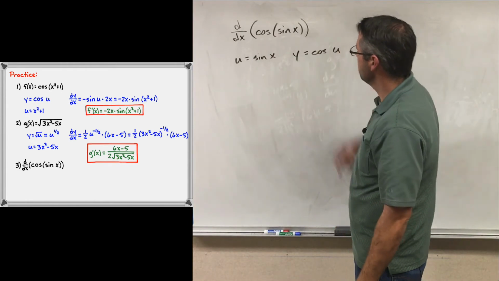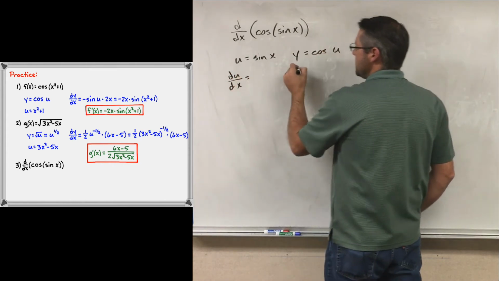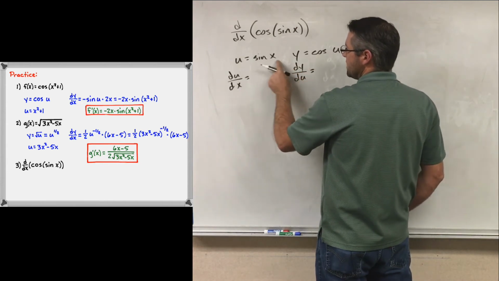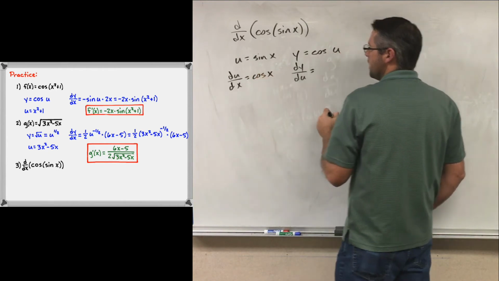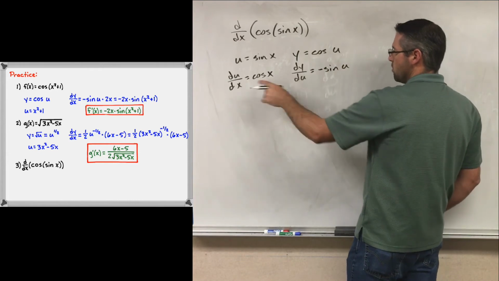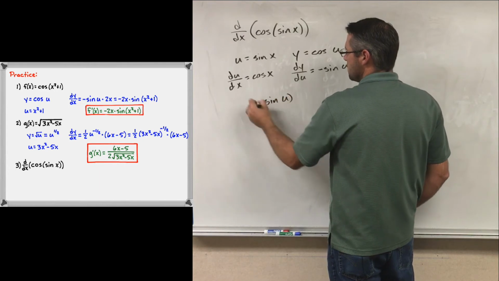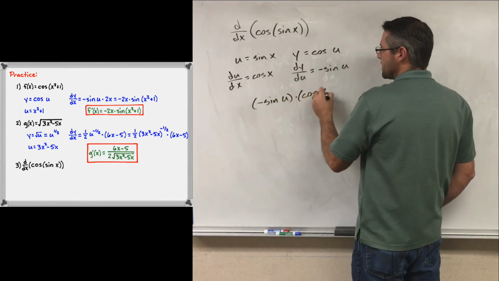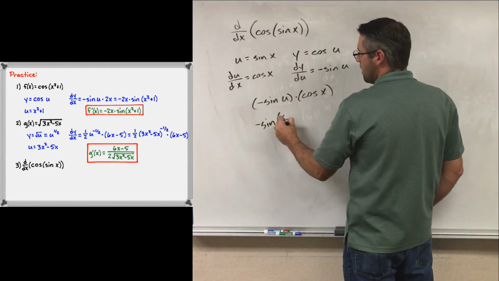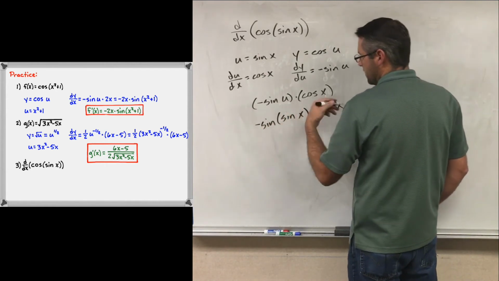Cosine of u. So we need the derivative of u in respect to x, and we need the derivative of y in respect to u. The derivative of u in respect to x, the derivative of sine, is cosine of x, and the derivative of cosine of u is negative sine of u. Then we multiply those two together, so we end up with negative sine of u times cosine of x. And then we'll replace the u with what we have here. So that'd be negative sine of x times cosine of x. And that's our answer there.